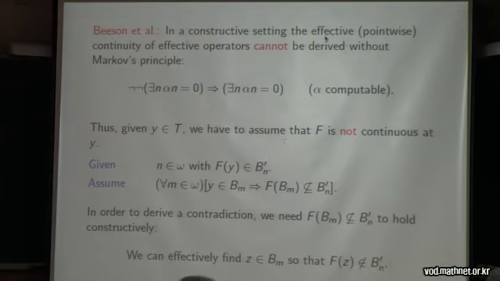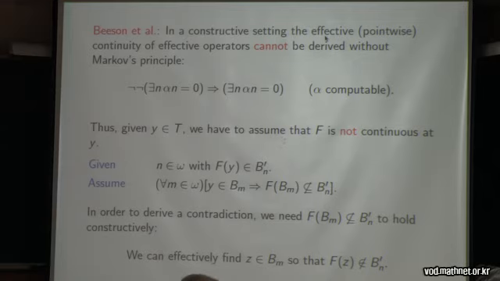For the general case, you have to assume that this principle holds. So Beeson has shown you cannot do without this principle. So we have to start the proof in an indirect way. Given the point y, we have to assume that f is not continuous at y. So what does that mean?